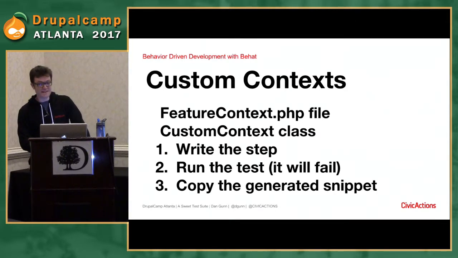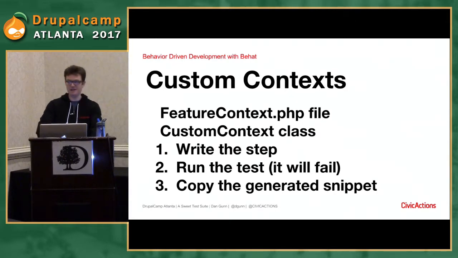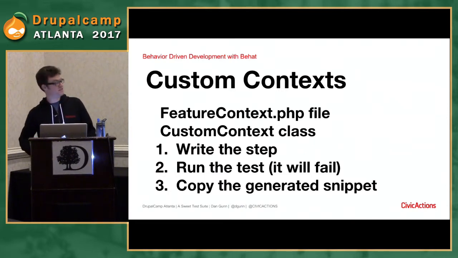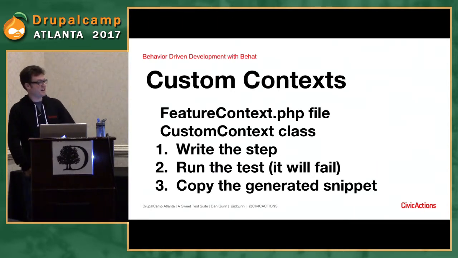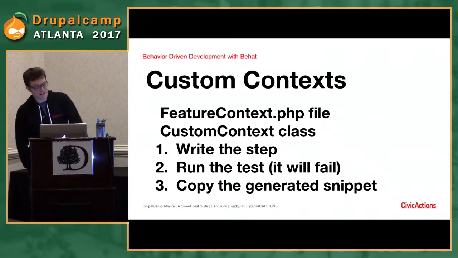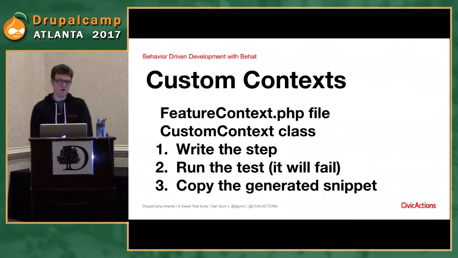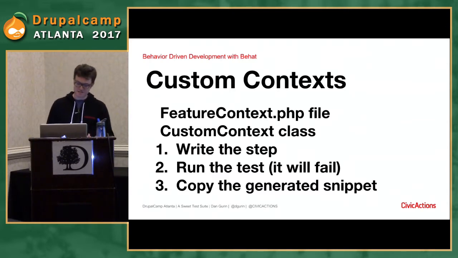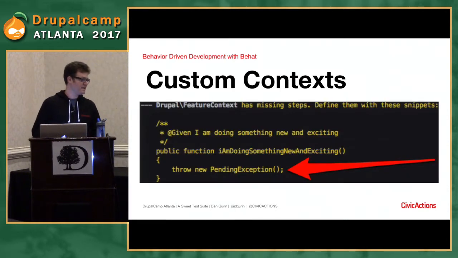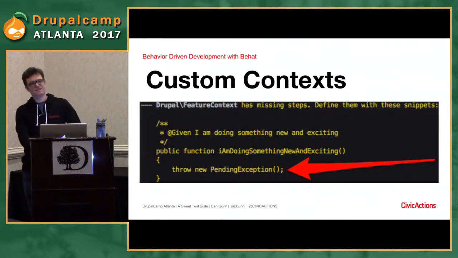So you can also do custom contexts. This adds a lot of flexibility. You can do probably just about anything with this. There's a FeatureContext.php file where you can add in your own stuff. And a good way to get started with this is just to write the step in the scenario and then run the test. It'll fail, but then it'll give you this little snippet that you can just copy into the feature context file, which is pretty nice.